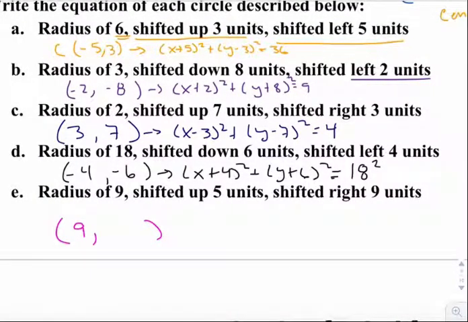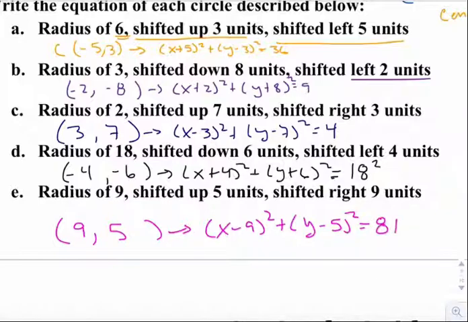Radius of 9 shifted up 5 units, right 9 units. So that's right 9 units, up 5 units. My equation is x minus 9 quantity squared plus y minus 5 quantity squared is equal to a radius of 9, which is just 81. Because again, we have to square the radius.